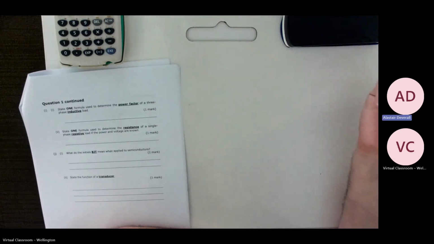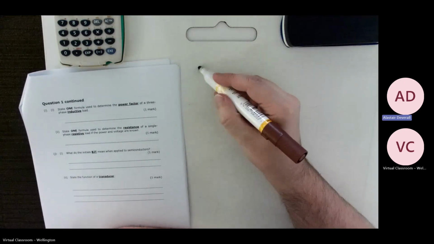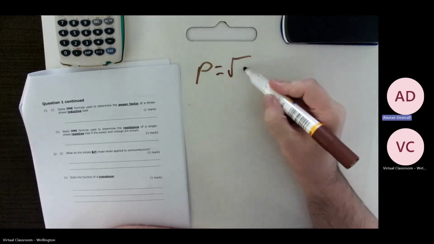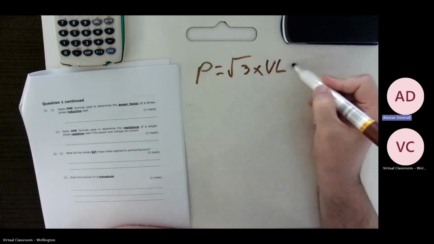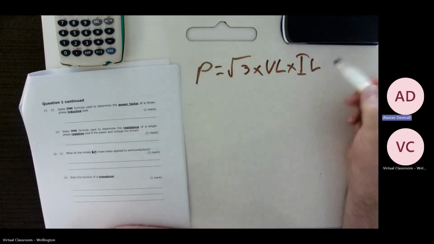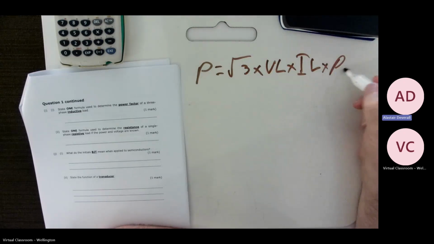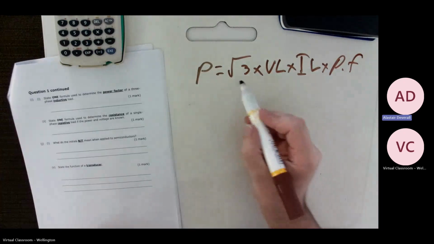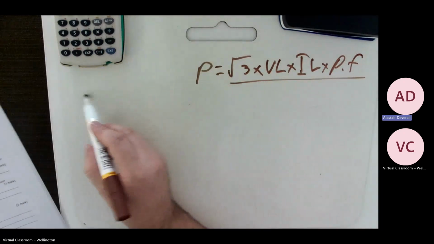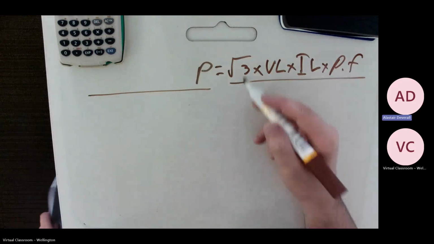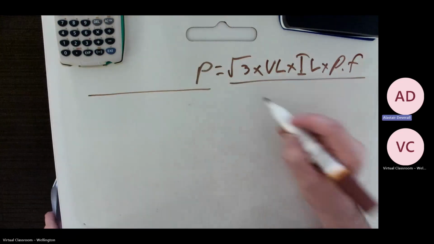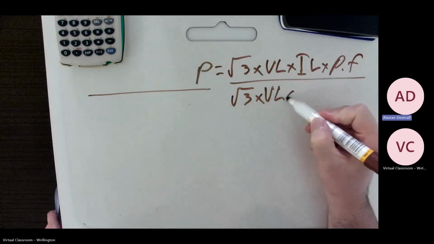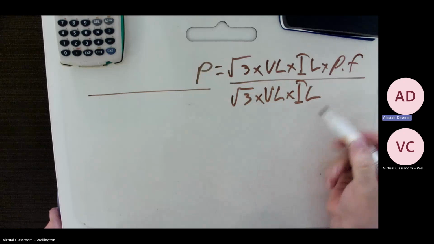So our three-phase power formula is P equals the square root of 3 times V line times I line times P.F., right? Now we want to rearrange this so it's P.F. equals. So we put a line underneath both sides. Everything we want to get rid of, because these all multiply out, we write below: square root of 3 times V line times I line. We don't want to get rid of power factor.